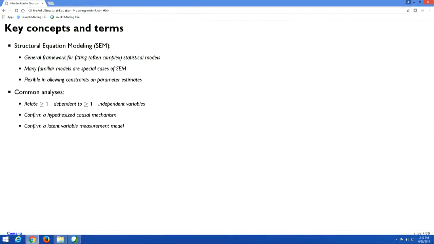So the first thing is, what is structural equation modeling, or SEM modeling? Structural equation modeling isn't really a model. It's a framework. It's a very general framework for fitting statistical models or for doing statistical analyses. And I put often complex in parentheses there because, by the end of the lecture, I hope you can appreciate that this framework lends itself to answering fairly complicated research questions fitted within a single model. And there's a lot of familiar models that are special cases of structural equation modeling.